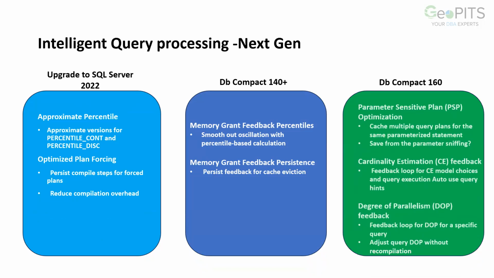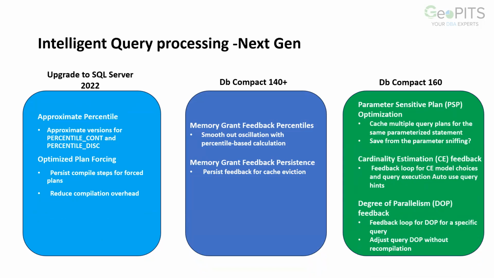So here comes the new thing, mainly the parameter sensitive plan, which caters multiple query plans for the same parameterized statement. Mostly, it will solve parameter sniffing. Cardinality estimation feedback gives more choices, and it will automatically use the query and give the hints. In the degree of parallelism feedback, there is a feedback loop for the degree of parallelism for the specific query, and it adjusts the query without recompilation. Every time we should not go with the recompile option, so it will automatically do that.